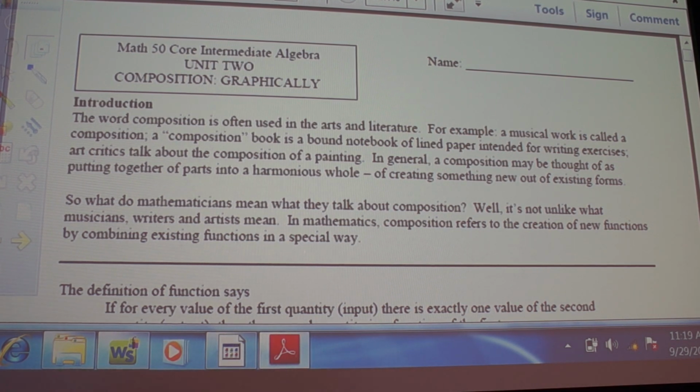So, compositions, let's get a reader. How about Callie? Or Jenna, we haven't heard from you in a while. So Jenna, go ahead and read for us.